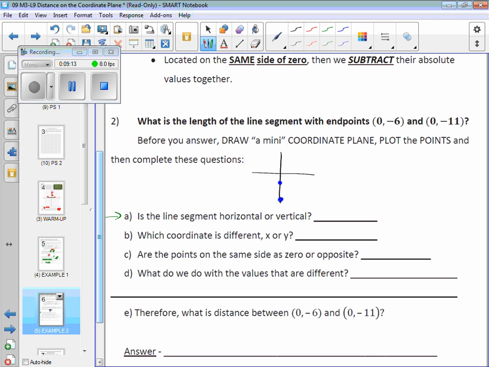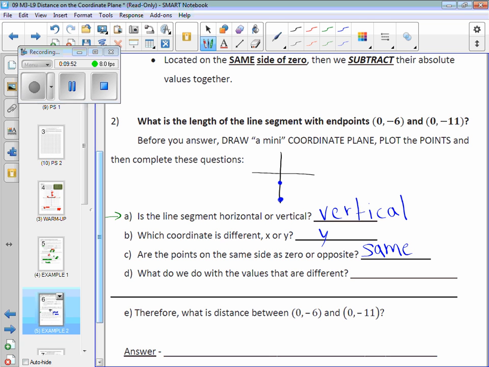All right. If you were to connect the dots, does it form a vertical line or a horizontal line? Oh, no. Up and down is vertical. Okay? It's good to review it because vertical's up and down. Horizon, everybody look, is this way. Okay? All right. Which coordinate's different, the x or the y? Y. Yep. Points, same side or opposite? Right, same.